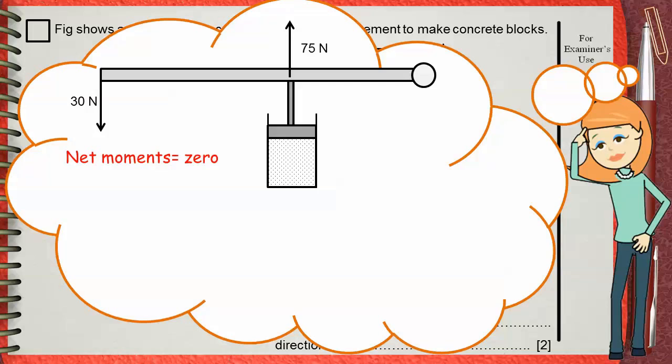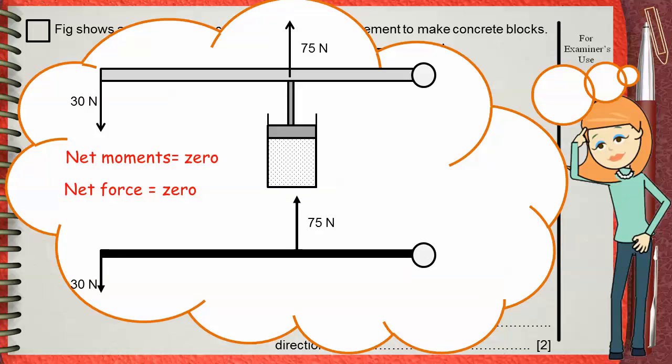But actually there is another condition of equilibrium, which is net force equals 0, or maybe you prefer to say total force upwards equals total force downwards. If we look again at our system, we have 30 newtons downwards and what we calculated as 75 newtons upwards. This is not equilibrium because the total force up does not equal the total force down.